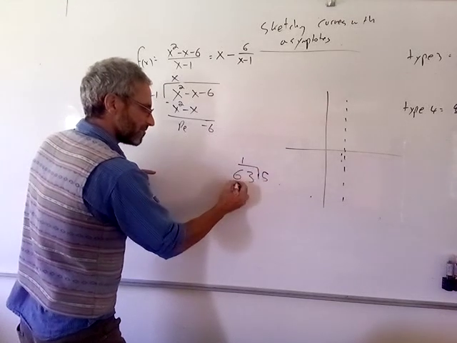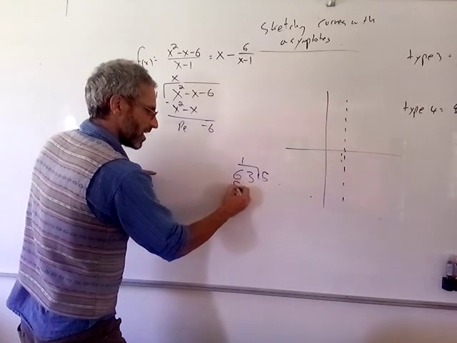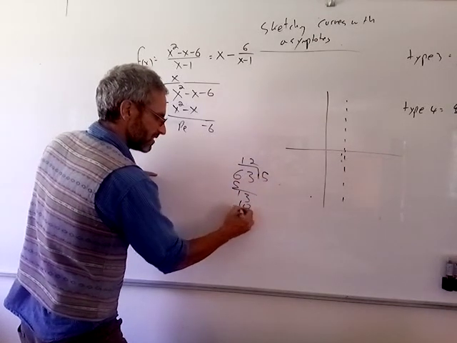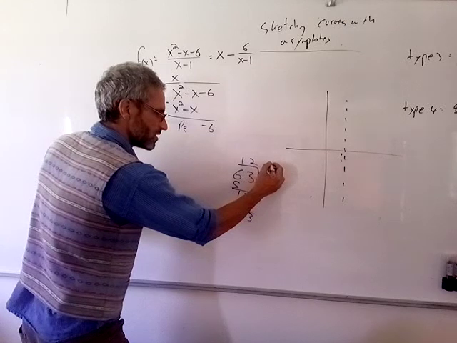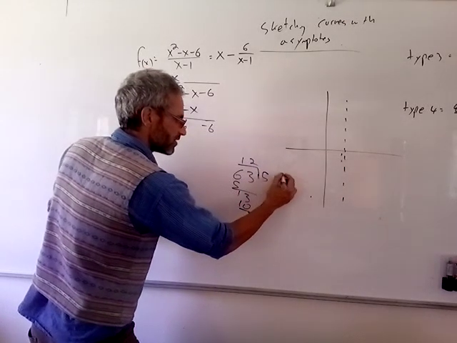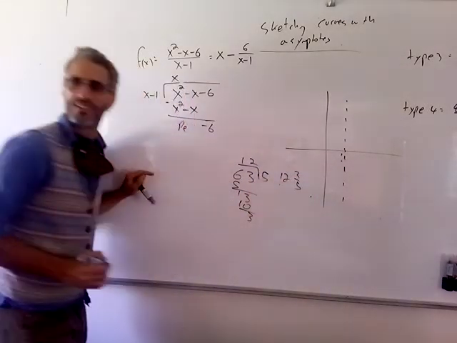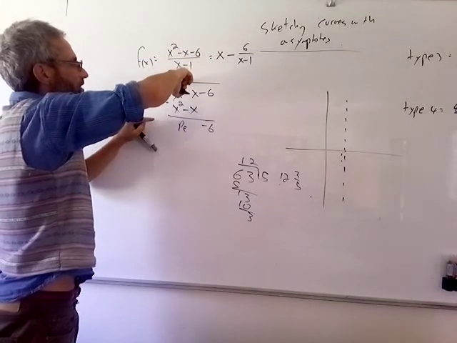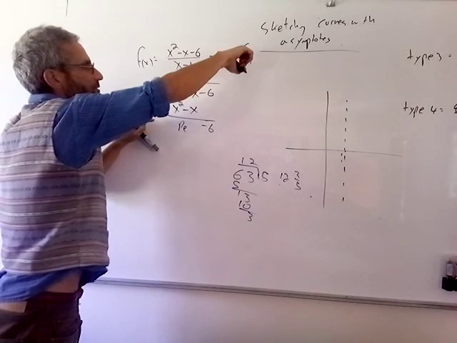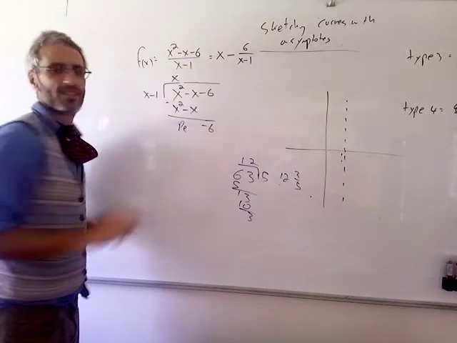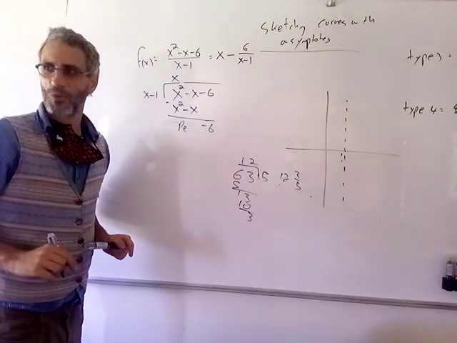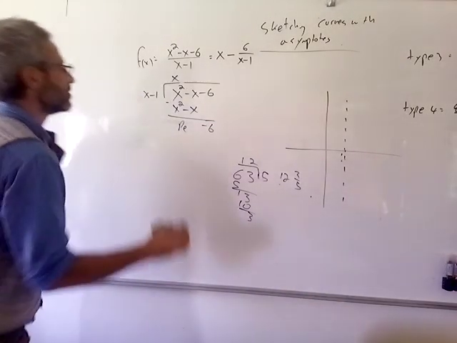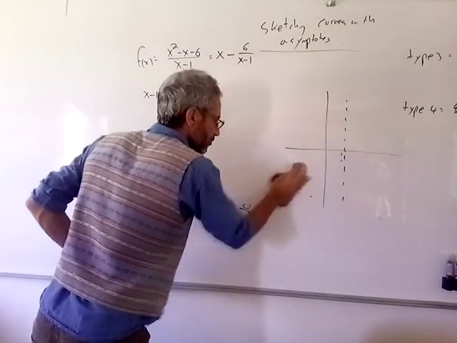I do 1 times 5 equals 5, and then I get 13. So 2 times 5 is 10. I still have 3. So the answer is 12 and 3 over 5. Yeah? So that's the same thing here. What's the answer? Well, the answer is x. But I also have a remainder, and the remainder I need to divide by this denominator.